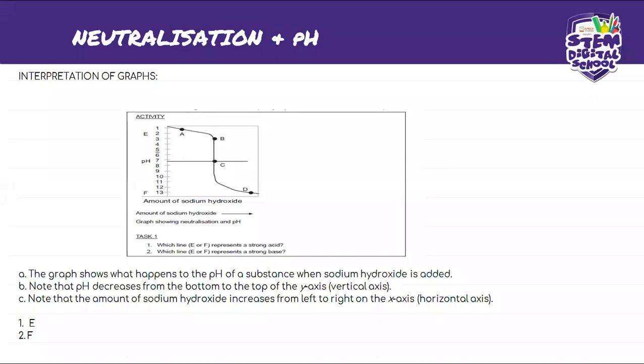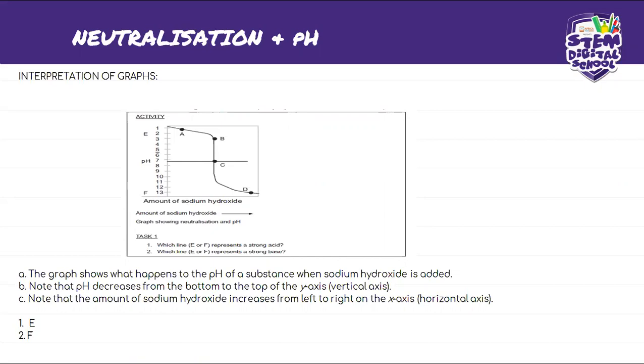Then when we go to C, C is almost at 7. That is neutral. So we have A. A is a strong acid. Then B is also a strong acid, but A is stronger than B. So what happens is that in relation to these numbers, the smaller the number, the lower the pH, and the bigger the number, the higher the pH.